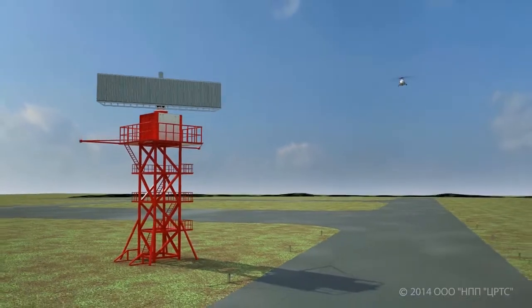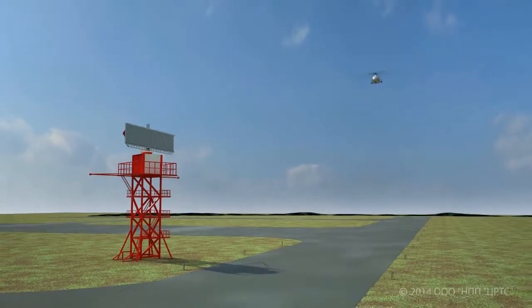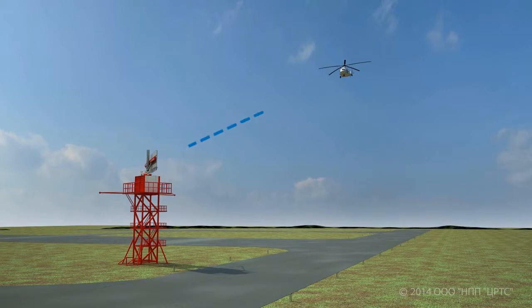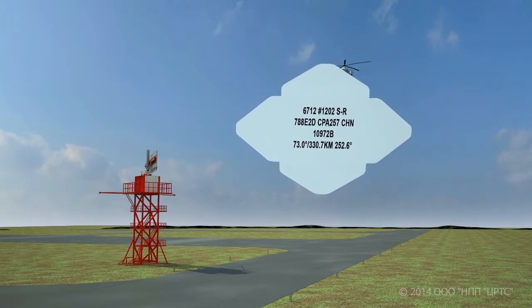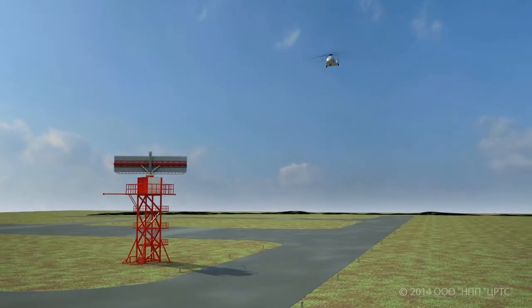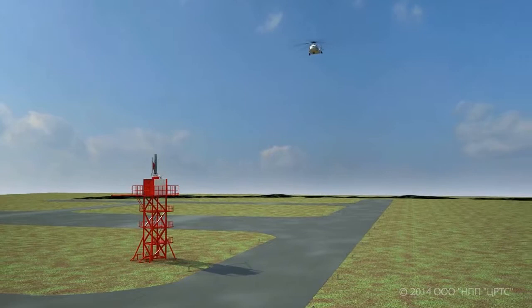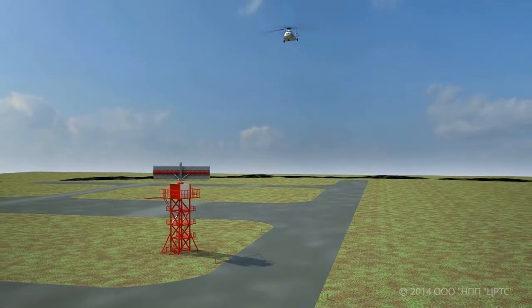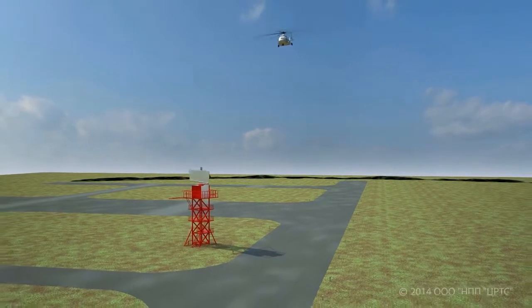Secondary radars are active systems that require airborne transponders on board an aircraft. These tools allow you not only to determine the location of the aircraft, but also to request additional flight information. Secondary radars have always been and remain the primary means of surveillance because of the greater range, higher positioning accuracy, and availability of flight information.